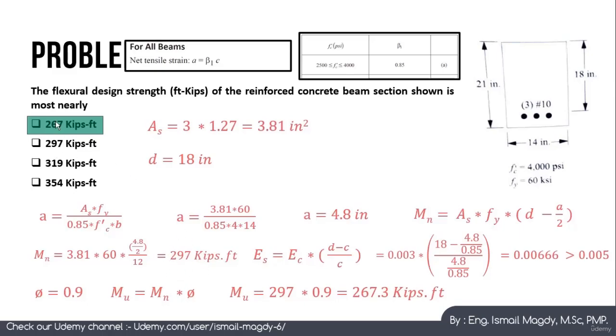We have here only one value smaller than 297. So we know that it is not 297, because this is the nominal strength, and there is no way that the design is going to be 319 or 354. So we could actually directly choose this value, which is 267. This is very important, and it can be very useful for you during the exam, and it will save you a lot of time.